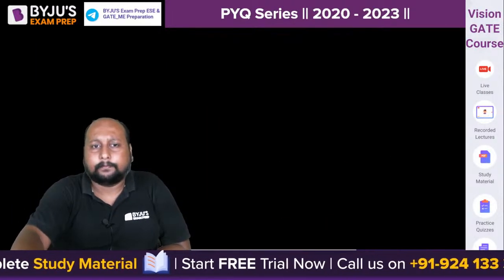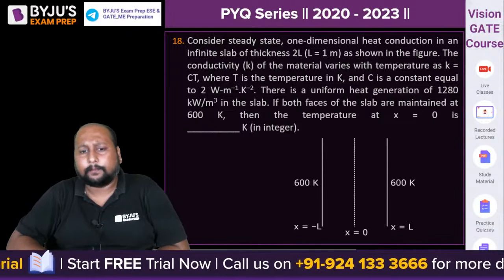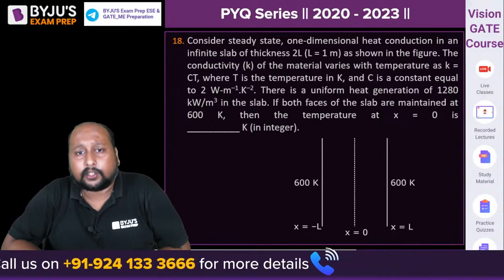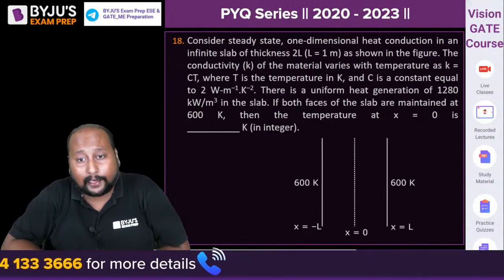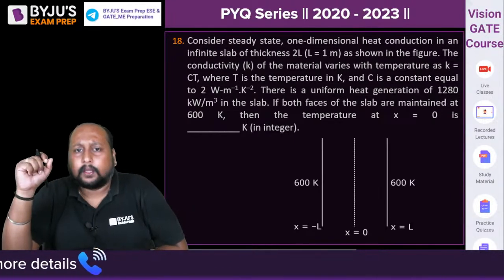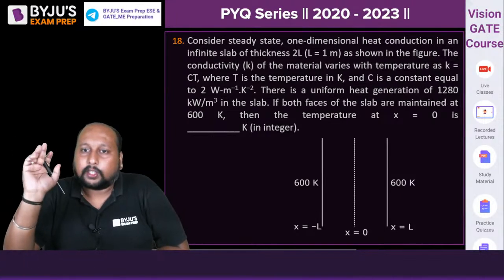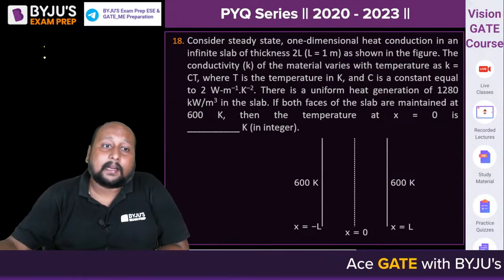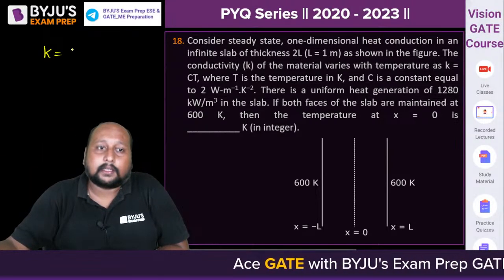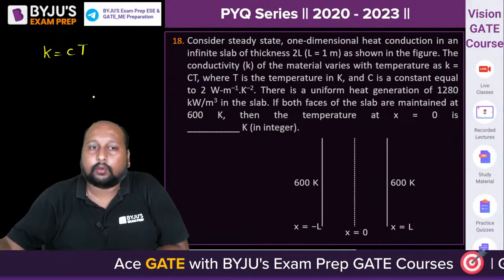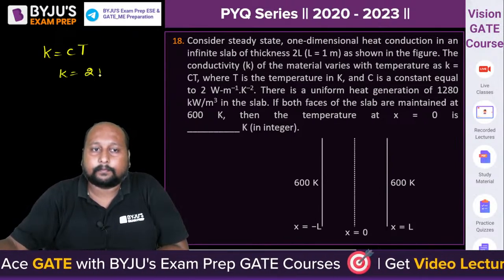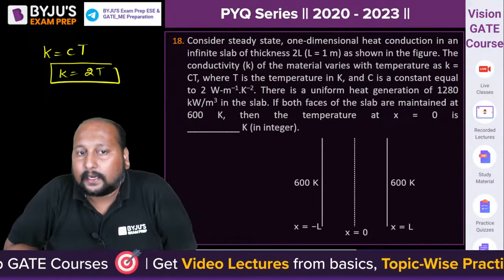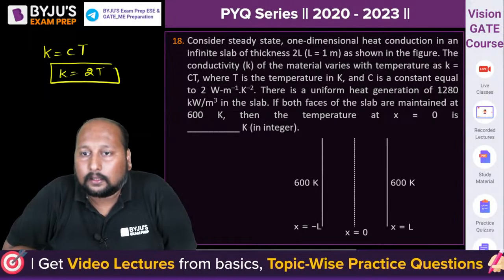Chaliye, question number 18. 18 is an interesting one. Let's try to solve it. Consider the steady state one-dimensional heat conduction for an infinite slab of thickness 2L, and they are given the diagram also. Both sides were having the same temperature, so definitely the maximum temperature will be exactly at the center line. And they are saying that the thermal conductivity is a function of temperature, that is K equal to C T, where C value is equal to 2, that is K is equal to 2T.